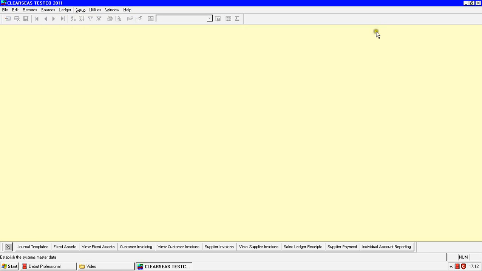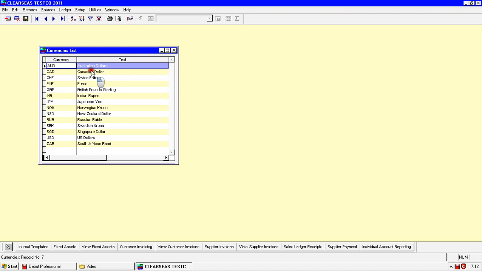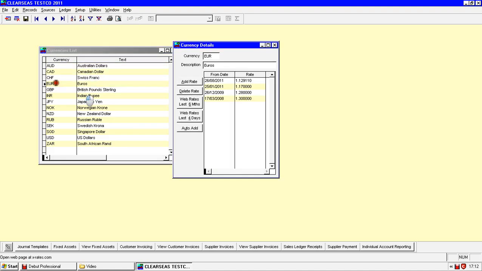Now we will look at currency exchange rates, and these can be entered either manually by adding a record and setting exchange rate, or we can go out to the internet and pull down a rate, as we have just done here.